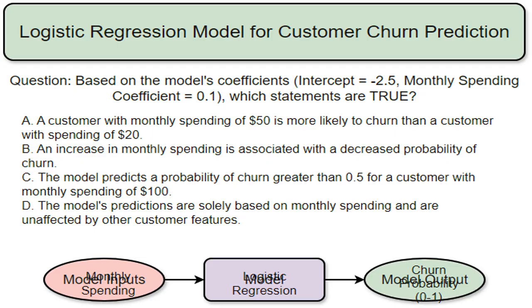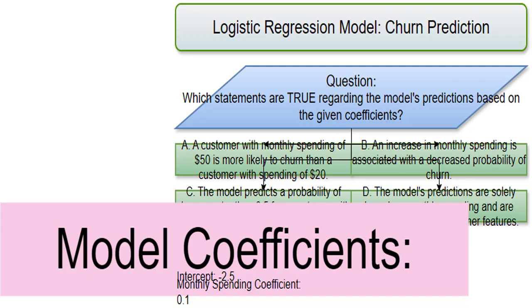This describes what I'm working with. I'm building a model that uses the logistic regression method to predict whether a customer is going to stop using our service, churn. This is the intercept of the logistic regression model. It represents the log odds of churning when monthly spending is 0. Think of it as the base level of churn probability.